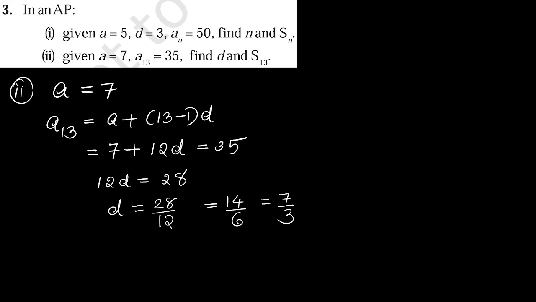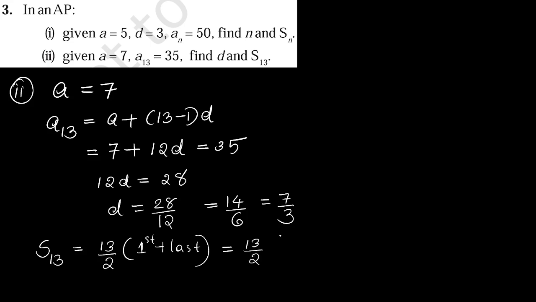I hope you have understood. Now I want S13, the sum of 13 terms. This is Sn, right? The number of terms is 13 here. S13 means the number of terms is 13. n by 2 into first term plus last term. Both are available. That is why I am using this formula.